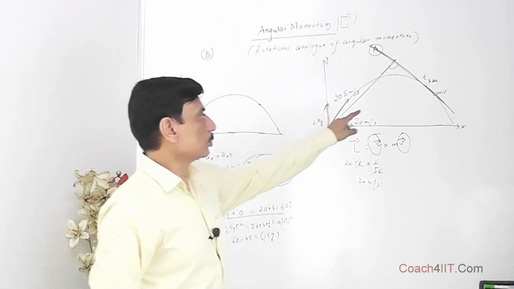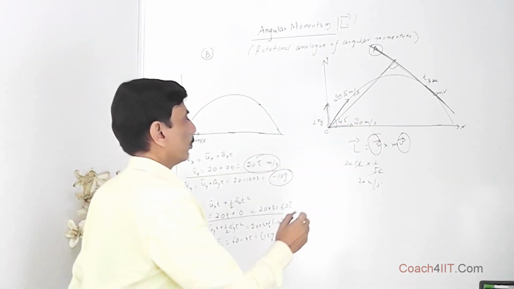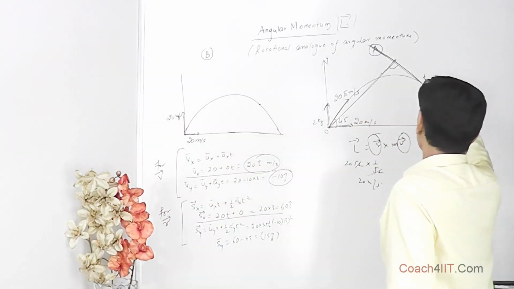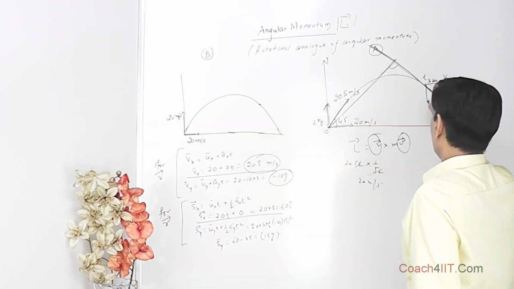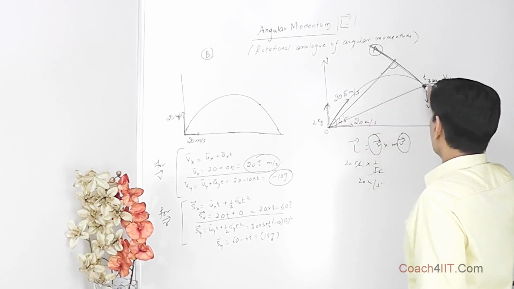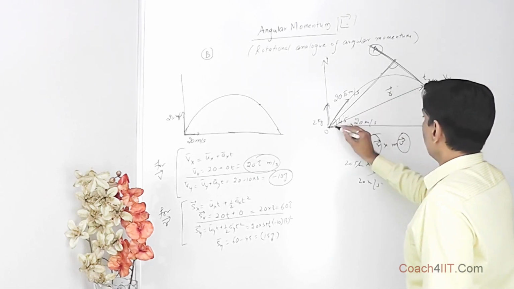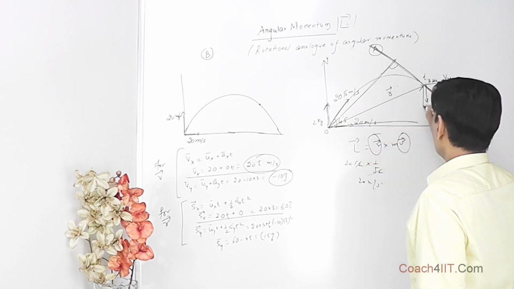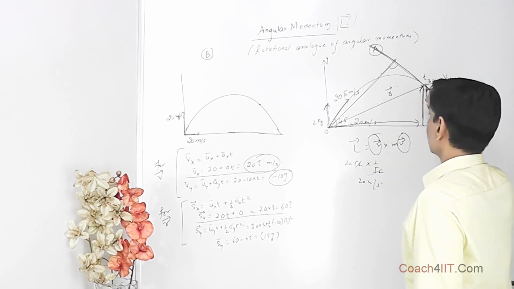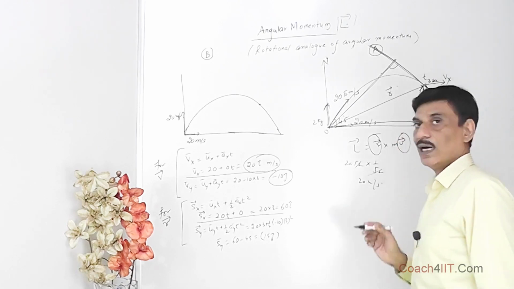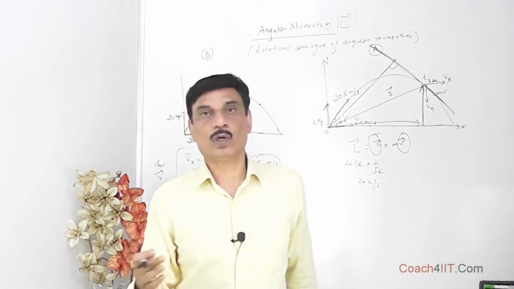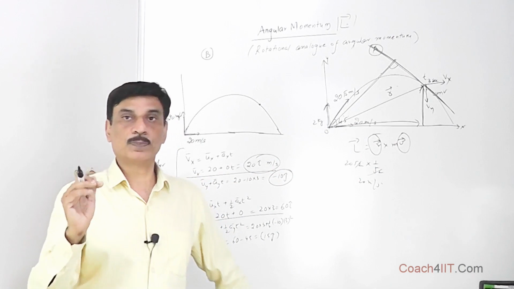We intend to find the velocity components along the x-axis and y-axis at t equal to 3 seconds. Similarly, the position vector goes from here to here. We'll find the displacement along the x-axis and along the y-axis also. From there we can find the r vector, and then we'll do r cross mv. That is how we are going to proceed.